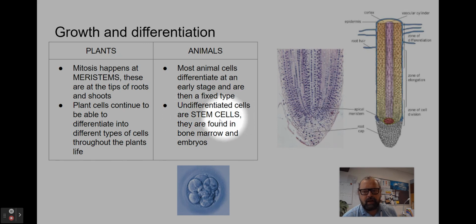Undifferentiated cells, cells that can become any type, are referred to as stem cells. These cells in an embryo are stem cells. They could differentiate and become any type. And as an adult, a stem cell would be found in your bone marrow.